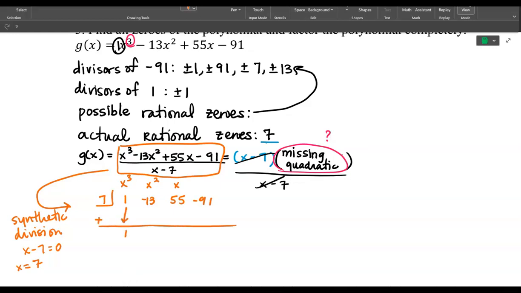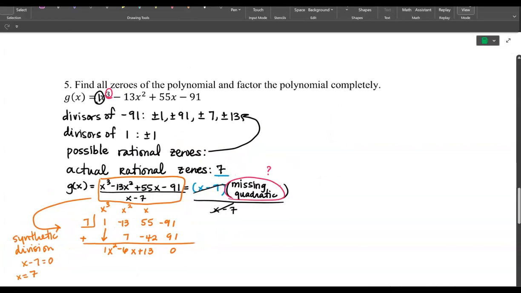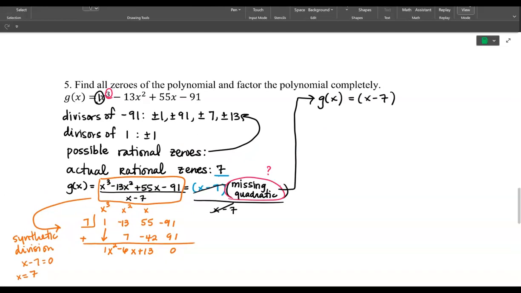Going through this division, we should get a remainder of 0. Good, because it is a factor. And now we can see that the missing quadratic is 1x squared minus 6x plus 13. So now I can go a step further to say that I know that g of x is equal to x minus 7 times x squared minus 6x plus 13.